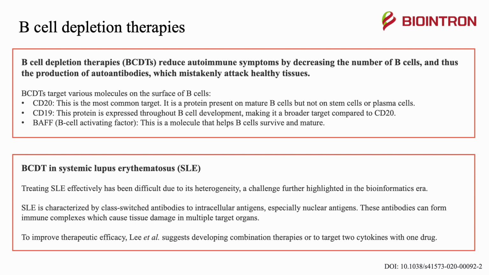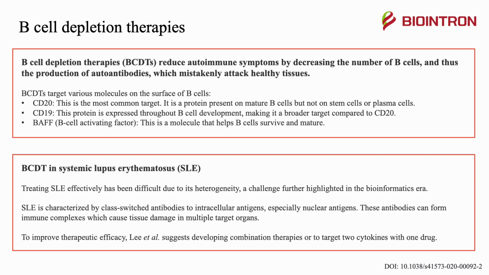BCDTs target various molecules on the surface of B cells. For example, CD20, which is the most common target, is a protein present on mature B cells but not on stem cells or plasma cells. CD19 is expressed throughout B cell development, making it a broader target compared to CD20. The B cell activating factor is a molecule that helps B cells survive and mature.